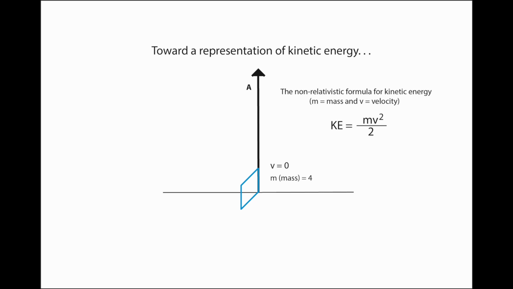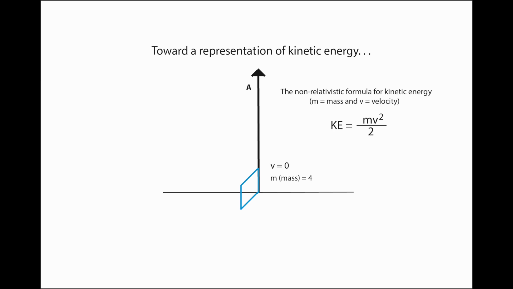Enough preparation. Now for kinetic energy. I've added here a sort of 5th dimension to body A to represent its quantity of mass. Mass is not actually a dimension, of course, but displaying it as such can be helpful in understanding kinetic energy. Body A has a velocity v of 0 and a mass m of 4 kilograms.